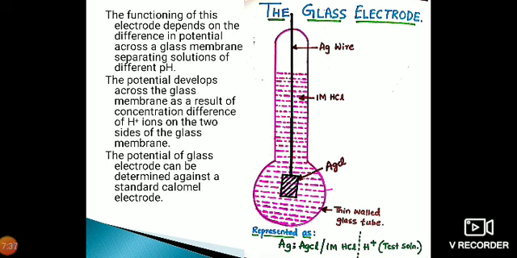So these are the different types of reference electrodes which have been mentioned in the syllabus of the 6.2 physical chemistry part.